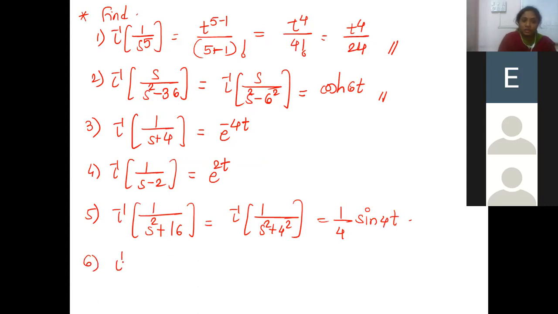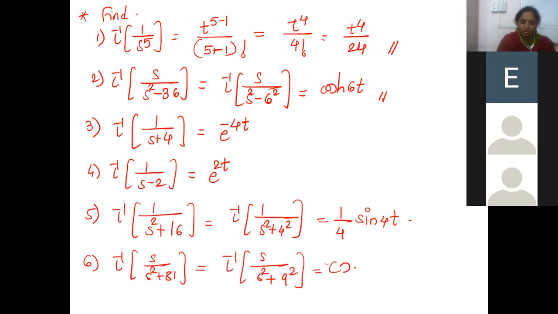Next. Laplace inverse of s upon s square plus 81. Cos 9t. Very good. It is 9 square, so s upon means cos and a is 9, so it is cos 9t.